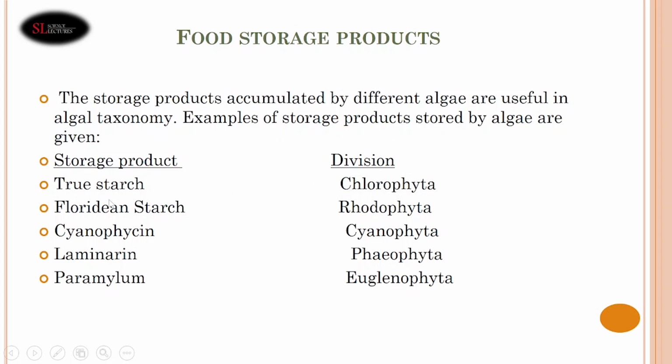Then there are other groups that store what we call floridean starch, and those are Rhodophytes. Then there are groups that store cyanophycin, and that is members of the group Cyanophyta. Then there are groups that store laminarin, and those are members of the group Phaeophyta, while others store paramylon, which are members of the group Euglenophyta.